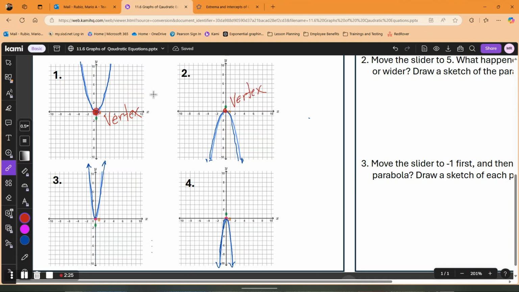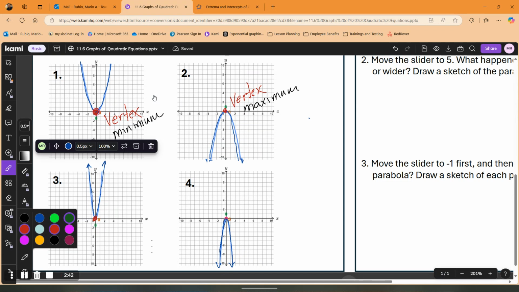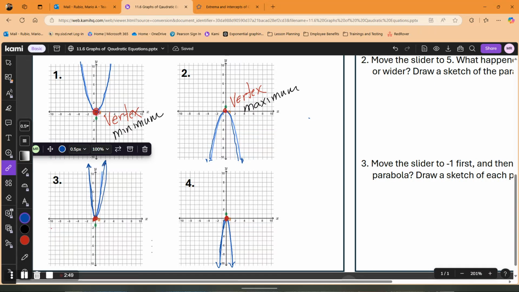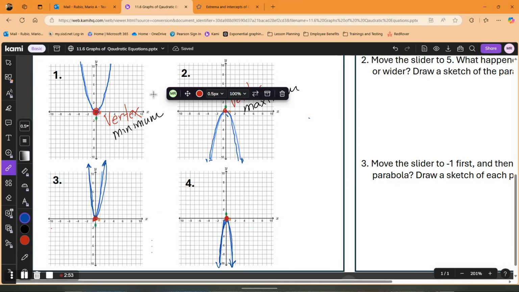We're going to learn later that these points have a name, like the maximum and the minimum. And we're going to learn what that means and why this is a minimum and why this is called the maximum, and what makes this look this way and what makes this one look this way. So we're going to learn about that here over the next couple days.